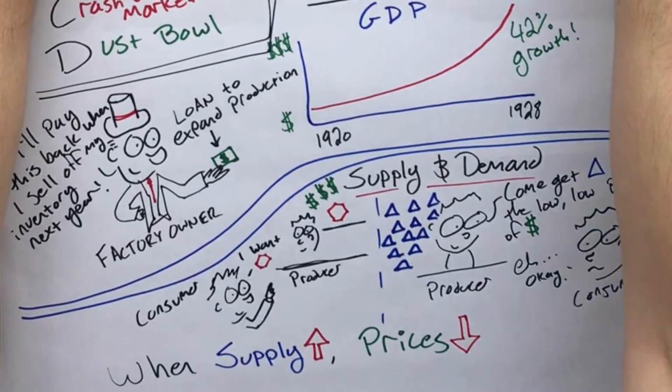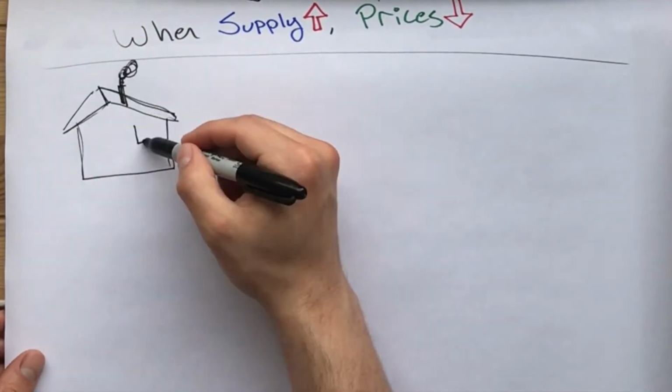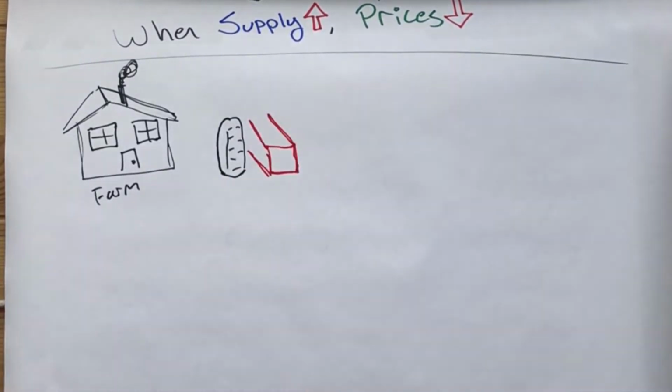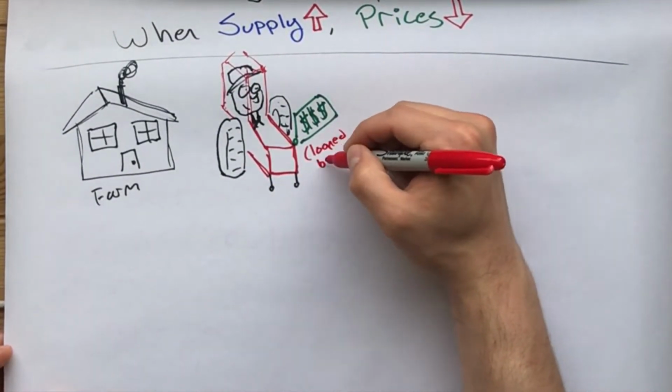within a particular industry. We saw this perhaps most prominently in the agricultural sector, where many farmers would take out loans or even mortgage their houses in order to buy new equipment or buy more land to increase production.